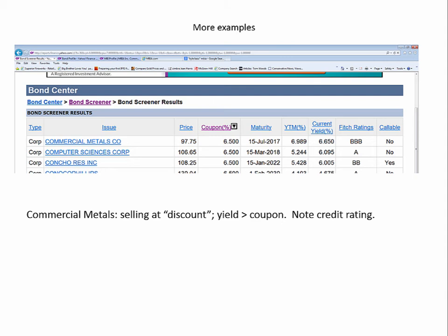And basically what's going to happen is whoever buys these bonds can buy them for 97.75%, or essentially 98 cents on the dollar. When they mature in about 5 years, they're going to get back 100%. So in addition to getting 6.5% as the coupon or stated cash interest, they're also going to get that 2.25% appreciation over 5 years. That's what causes the yield to be more than the coupon rate.